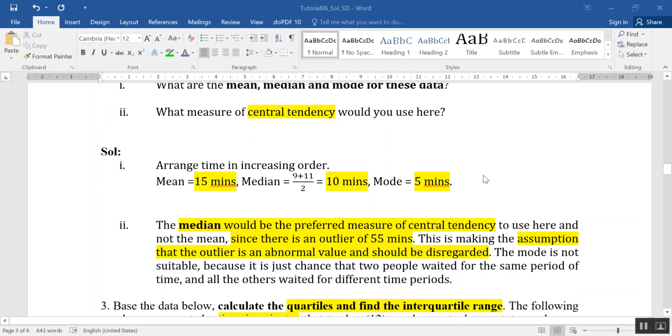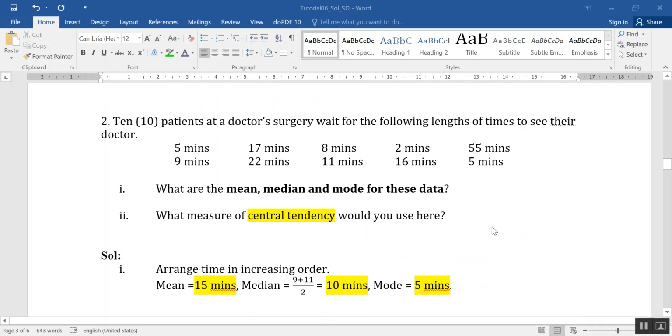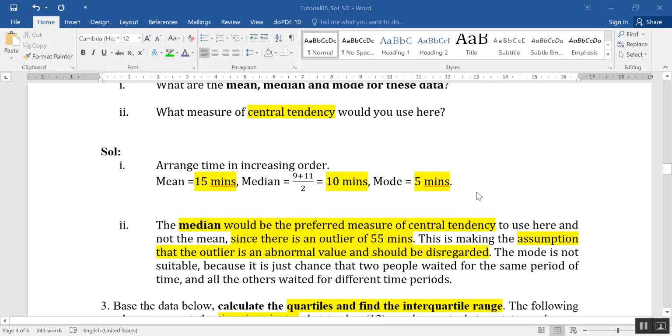Okay, why is the mode not suitable? Because it is just chance that two people waited for the same period of time. You can see that only two people waited for 5 minutes, right? So the mode here is only 5 minutes. Because it's just chance that two people waited the same period of time and all others waited different time periods, this is not really a suitable central tendency to use.